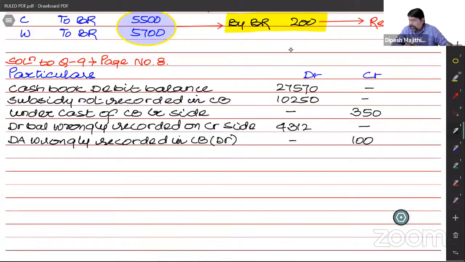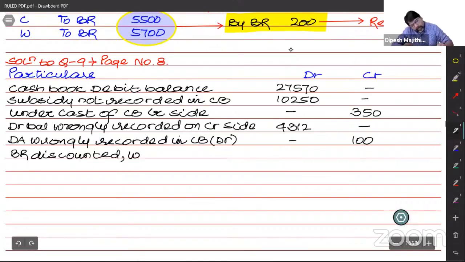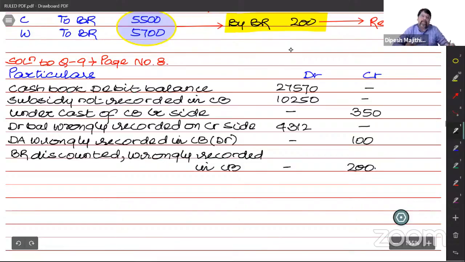Thereafter, number 5, 200 is credited, that is discounted. Does receivable discounted wrongly recorded in cash. Correct? Check issued amounting to 1725 marked out of order.